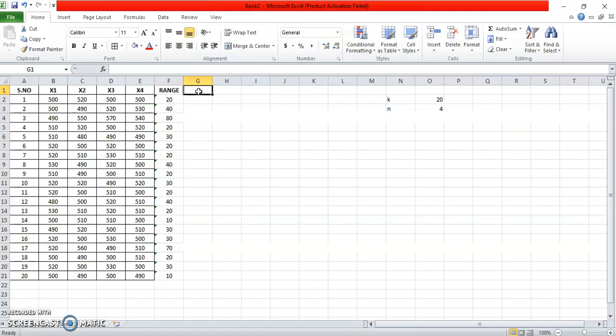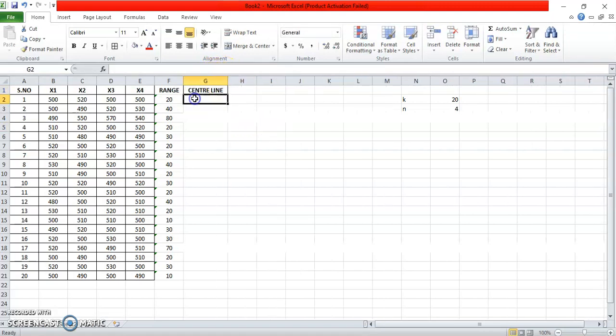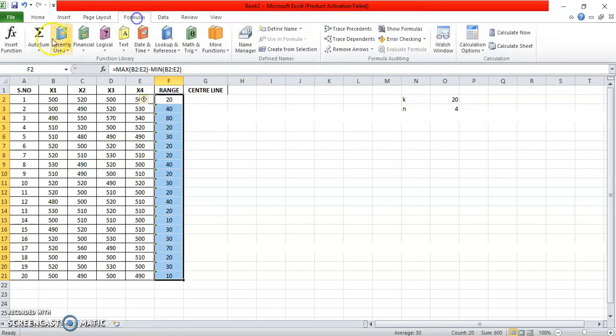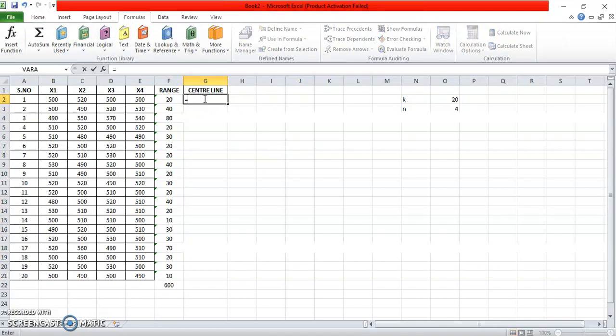Now after finding out the range value, we have to find out the average range, that is also called the central line or R bar. So it's your choice, you want to write down central line or R bar. So this is central line. Before going for the formula for central line, we have to find out the sum of the values that we have obtained for the range. So very quickly, I'm just going to find out the auto sum here. The formula is your total sum of ranges divided by the total number of samples, that is K.